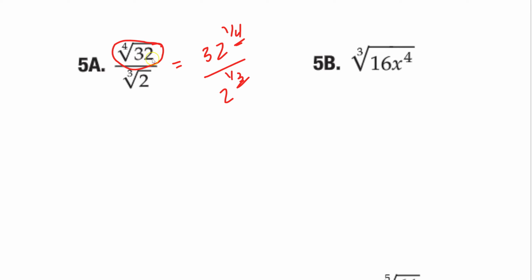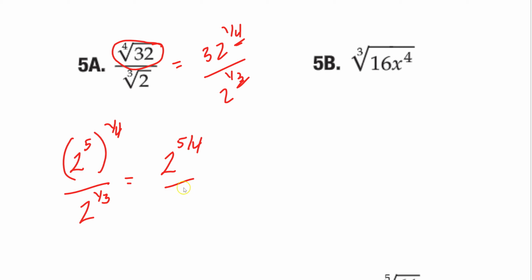What you could do is rewrite this at the same base. 32 is the same thing as 2 to the 5th. So you have 2 to the 5th to the 1/4 over 2 to the 1/3, which is the same thing as 2 to the 5/4 over 2 to the 1/3. When I looked at it, I thought I can't do anything, they're different powers and not the same base. But I wrote 32 as 2 to the 5th power, so I switched 32 with 2 to the 5th and simplified it a bit.